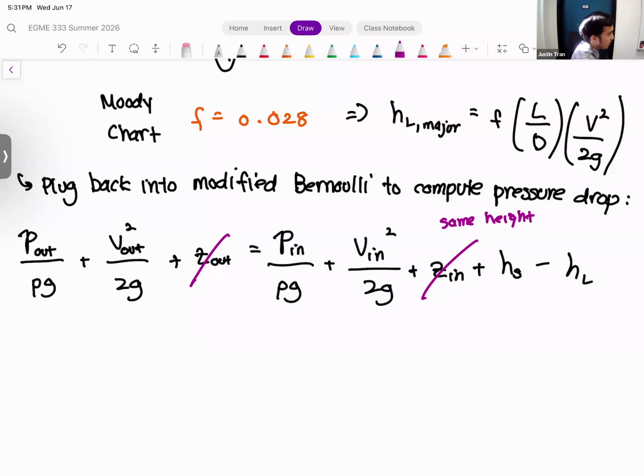We're also not told in the problem that there's any kind of pump or turbine. We just have a straight segment of pipe, so there's going to be no shaft work. We just have pure flow in a pipe. There's nothing adding or taking away energy from the flow besides viscosity, which we just computed.